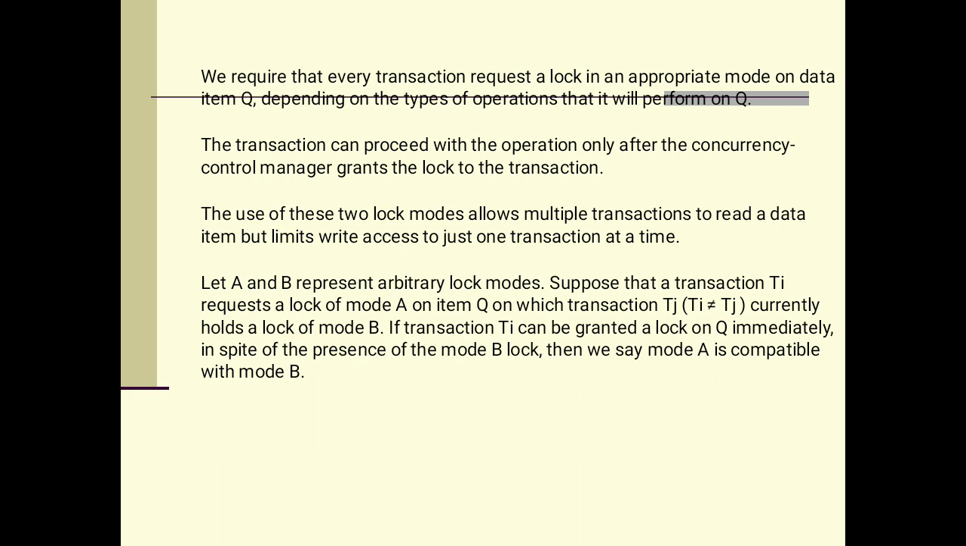If transaction Ti can be granted a log on Q immediately, in spite of the presence of the mode B log, then we say mode A is compatible with mode B. That means in spite of the item being logged by another mode, if the transaction is immediately granted the log, then we can say that these two modes are compatible with each other.